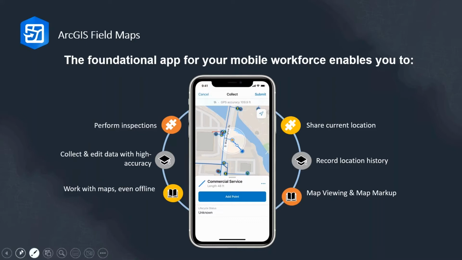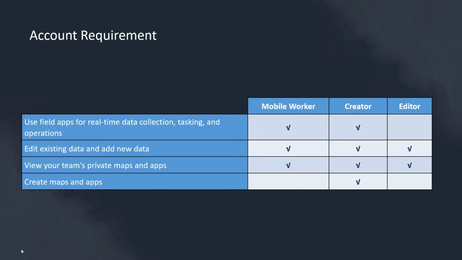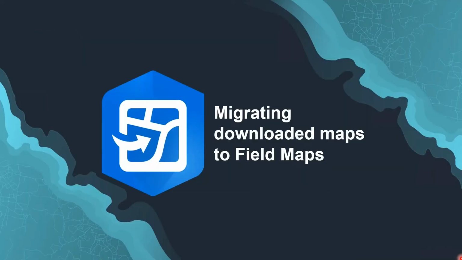Next, I would like to share with you the capabilities and the user type requirements. If you have a mobile worker, then this is all the tasks that you can do. And if you have a creator, you can create maps and apps and also edit the existing data as well as use Field Maps. Whereas for editor, there will be a little bit fewer capabilities that can be done.